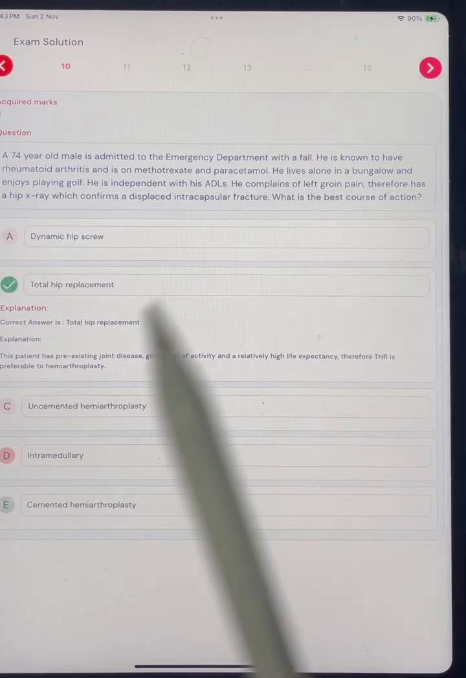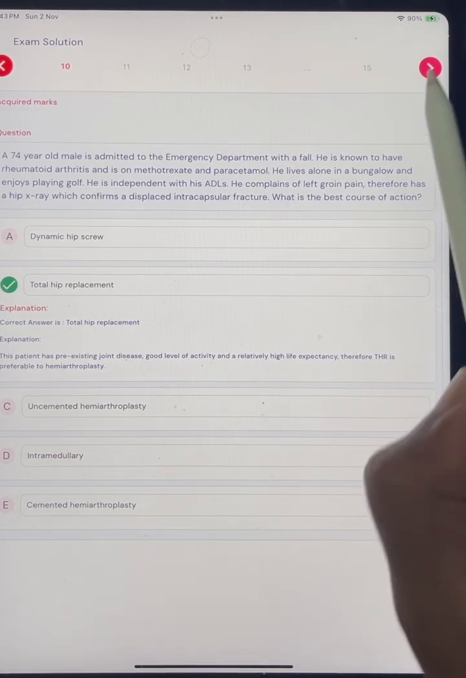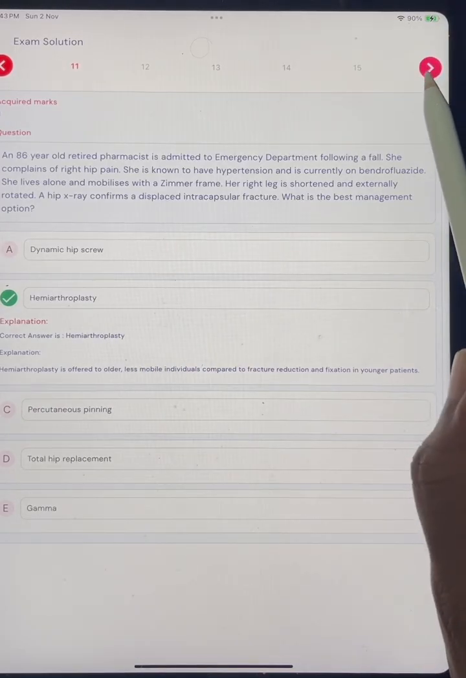Okay, this is another one. So this is also right. Total hip replacement. Hemiarthroplasty is also right.